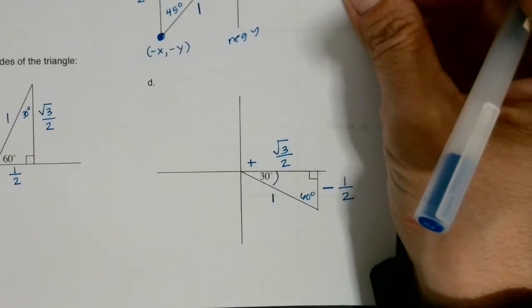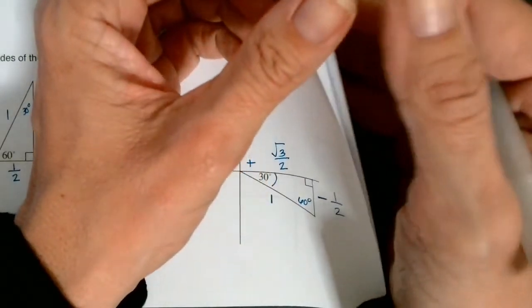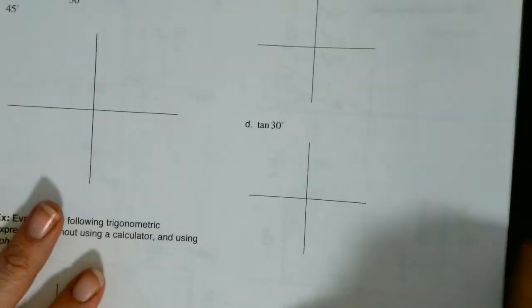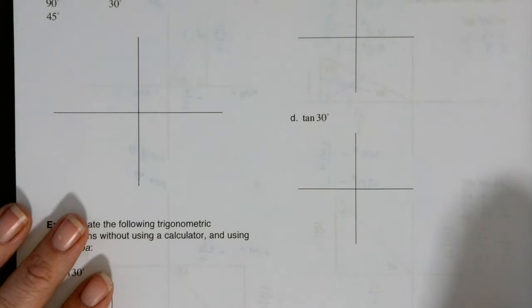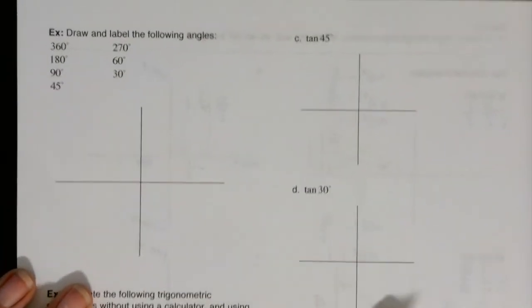All right? Okay, go ahead and flip it over. We are switching gears just a little bit. It says, draw and label the following angles. So, we have to start drawing angles now.